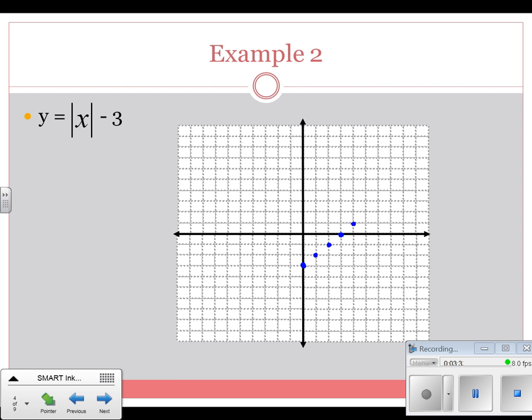Now I'm going negative. Absolute value of negative 1, 1 minus 3 is negative 2. Absolute value of negative 2 is 2, minus 3 is negative 1. Absolute value of negative 3 is 3, minus 3 is 0. We can see it's the parent function. However, now take that parent function and slide it down 3. So you can see by adding or subtracting on the outside of the absolute value symbol, you're moving it up or down.